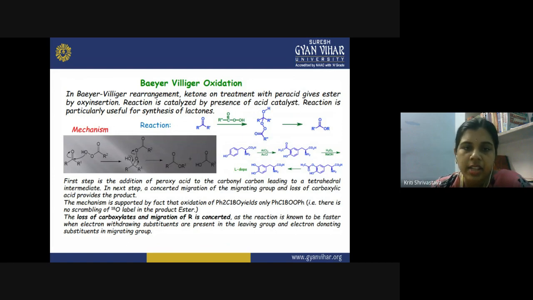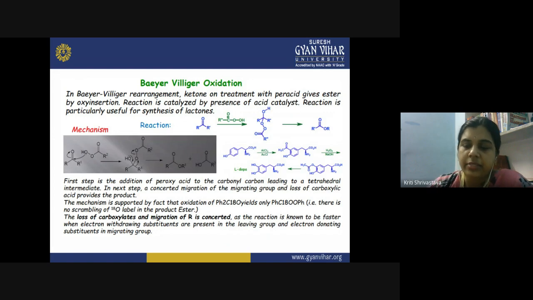In this reaction, the starting compound is a ketone, and on treatment with a per acid, it gives an ester by oxy insertion. Oxy insertion is the insertion of an oxygen containing group. After the oxy insertion reaction, the ketone gives us a substituted ester, and the reaction takes place in the presence of an acid catalyst. This is particularly useful for the synthesis of lactones.